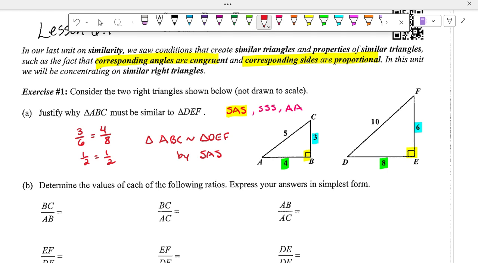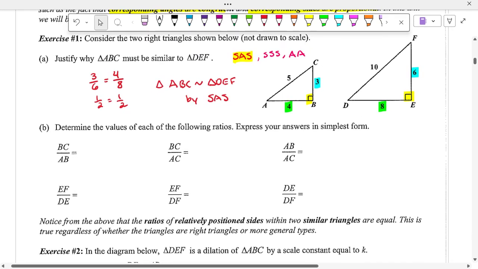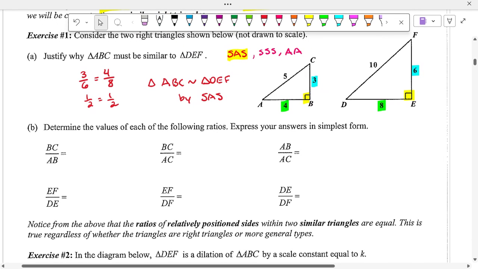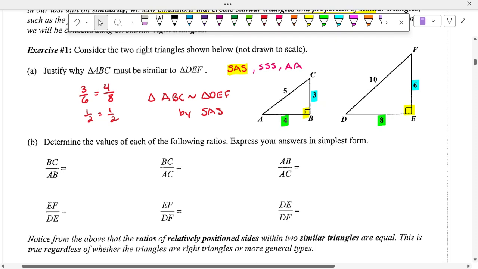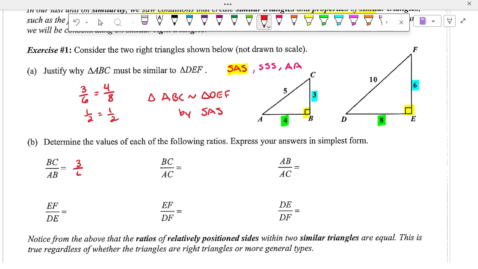All right. Now, they want us to find a couple of different ratios. So we're going to use these 2 triangles and find the ratios that they want us to find. So BC over AB, what would that be? 3 over 4. That's in simplest form, so we move on. BC over AC, what is that? 3 over 5. AB over AC. 4/5. EF over DE.